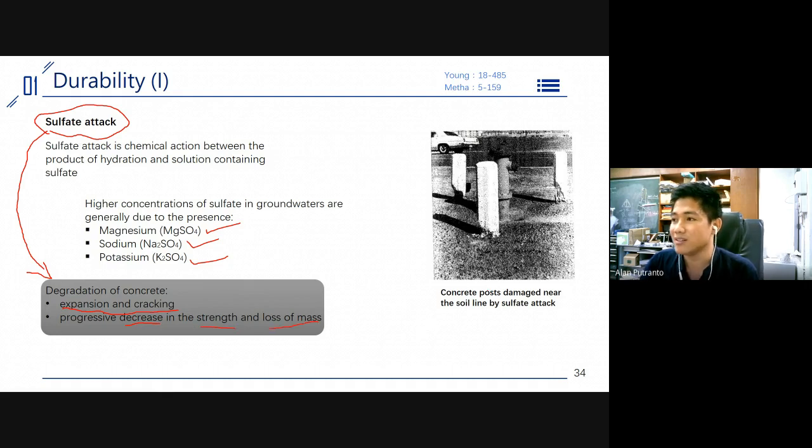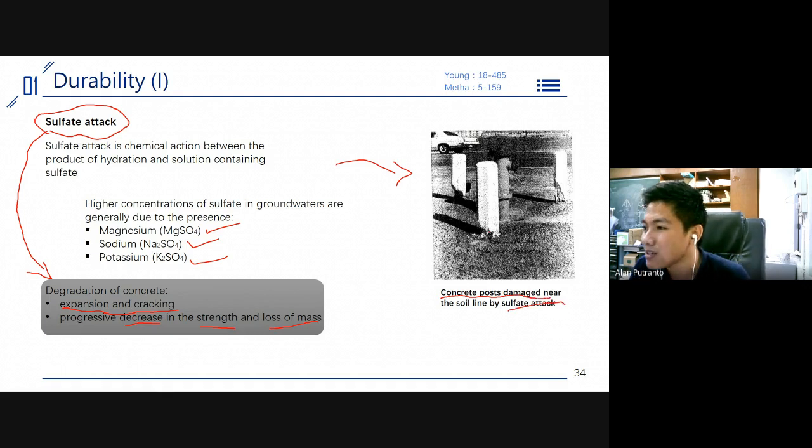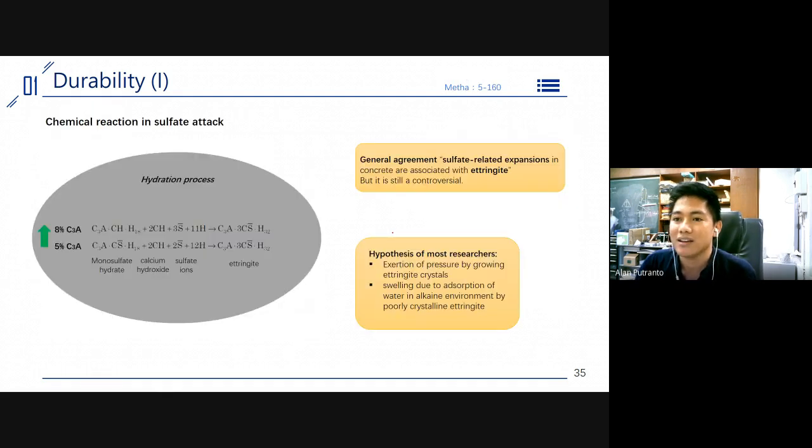You can see this kind of picture, I got it from Mehta, I think. Yeah, this is a concrete post damaged near the soil line by sulfate attack. Okay, you will see this kind of part. Just above the ground level, the sulfate attack happened. Okay, and then this is the kind of chemical reaction that happens in sulfate attack.